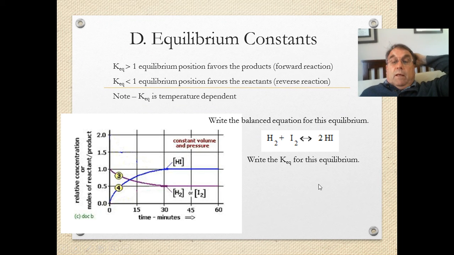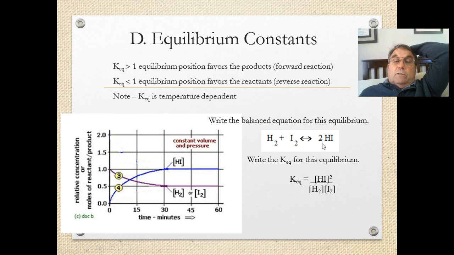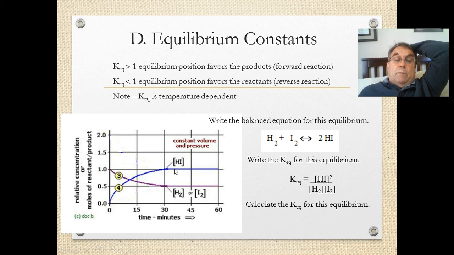Then write the equilibrium expression for this equilibrium. Well, it'd be the concentration of the products over the concentration of the reactants. And since there's a 2 here, we need to square it. And then calculate the K value for this expression. So we would find the equilibrium concentrations, not the starting concentrations, but the equilibrium concentrations. So at equilibrium, that's where the lines flatten out. So the concentration of HI would be 1 mole, and then the concentration of these two would both be 0.5.